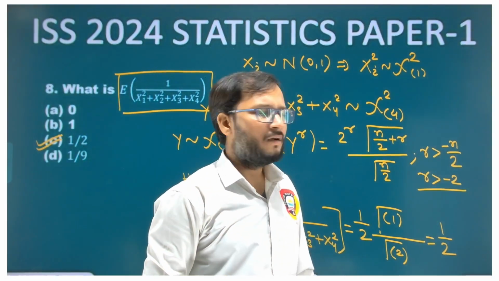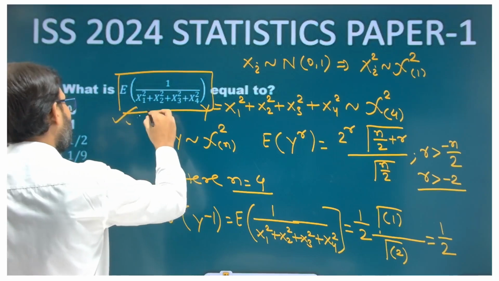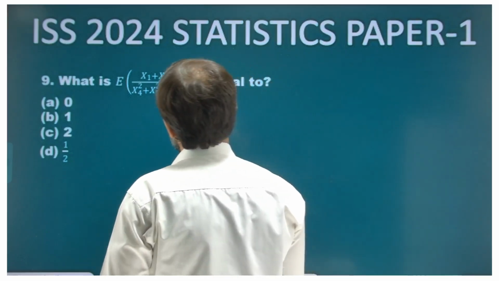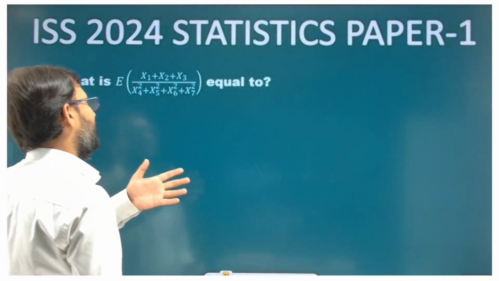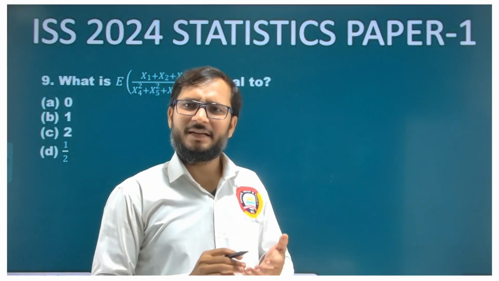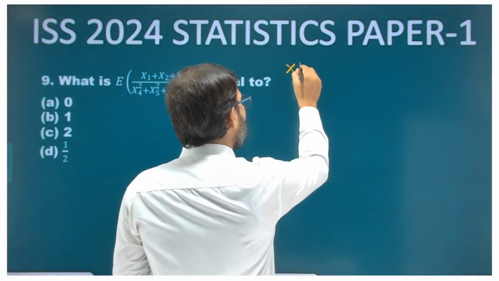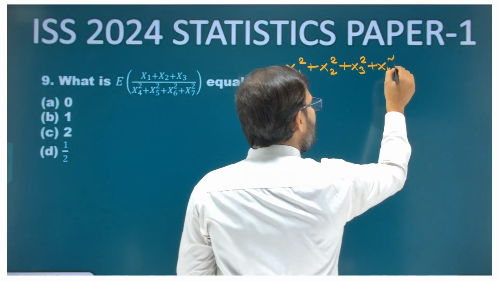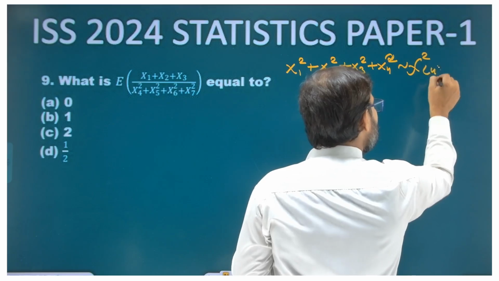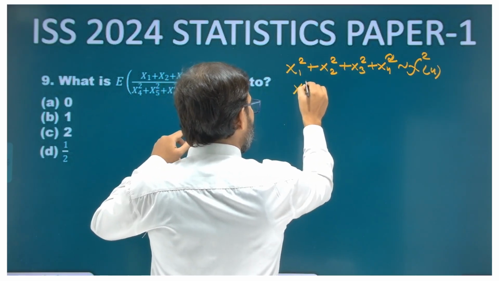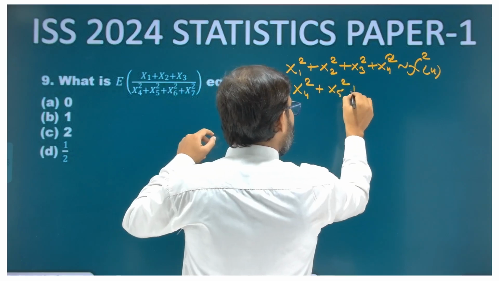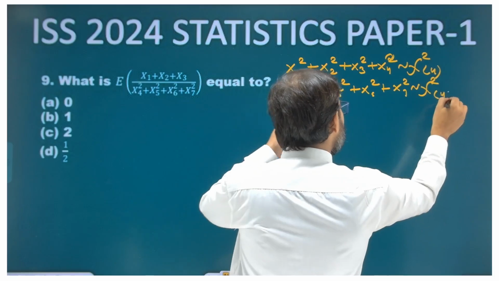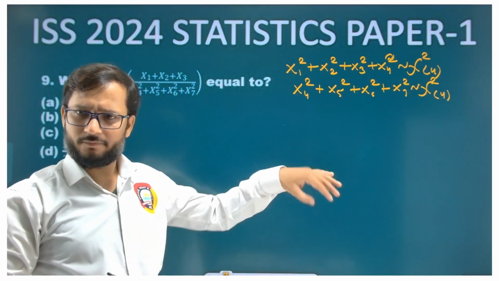Now this was question number 8. So now let me just do the next question, question number 9. This question is too easy compared to that one. As we have seen, x1 square plus x2 square plus x3 square plus x4 square was following chi square 4. Similarly, x5 square plus x6 square plus x7 square will also follow chi square, because these are also normal 0, 1 and their squares will be chi square 1, 1, 1.